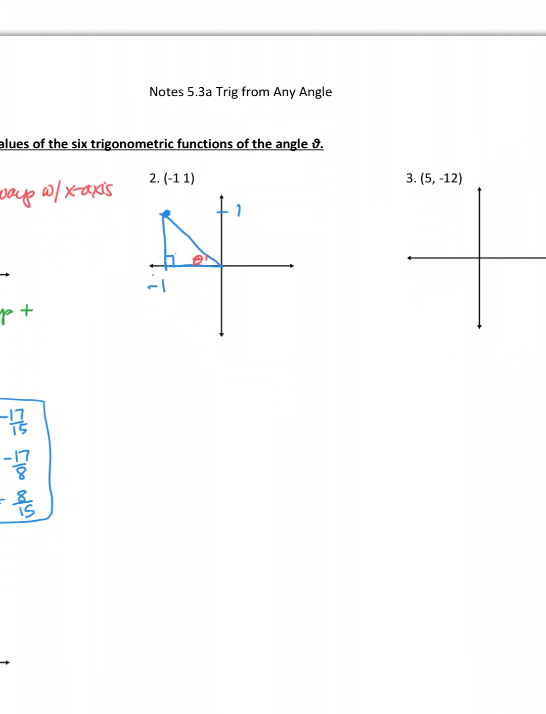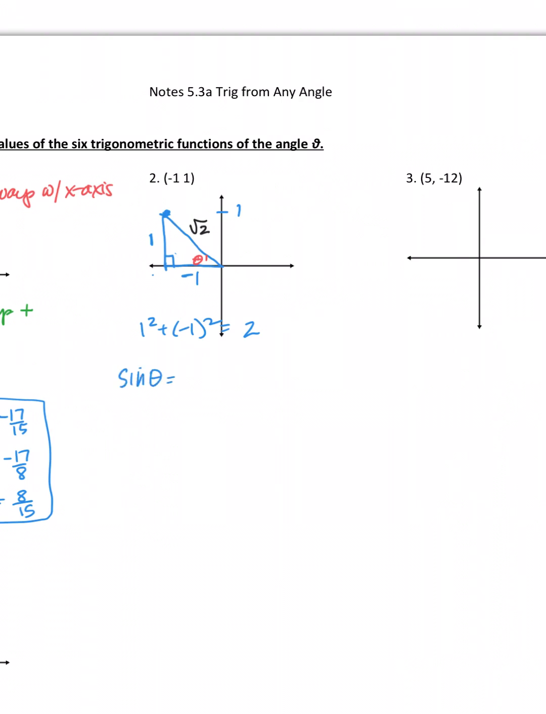And from here, I can find my missing side. So this is a +1, and this side is -1. Okay, and to find my missing side, this should be pretty simple. So 1 squared plus -1 squared is going to give me, what, 2? So the hypotenuse will be the square root of 2. That said, I can now find my 6 trig ratios relative to theta.